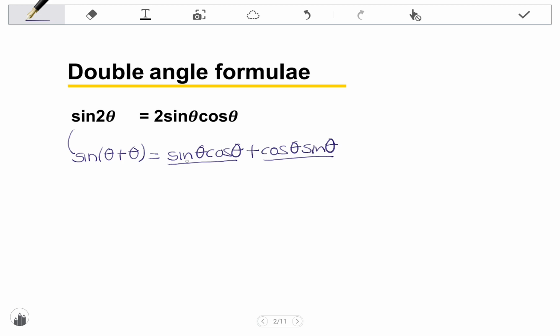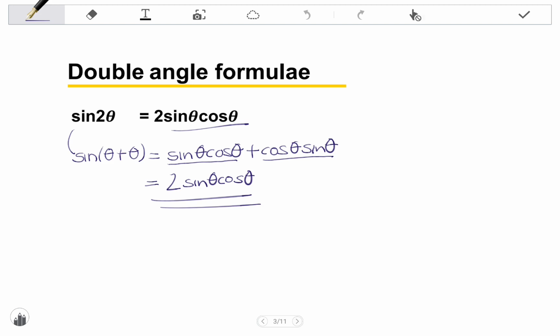So even though the first term has sine cos, and the second term has cos first and then sine, it doesn't matter the order in which I multiply the trig functions there. Okay, so they are exactly the same like terms. So I'm adding 2 of the same term. So this gives me 2 sine theta cos theta, which is our double angle formula.